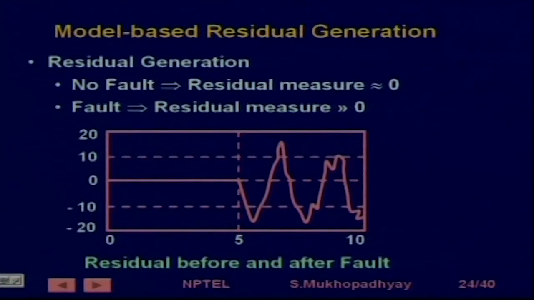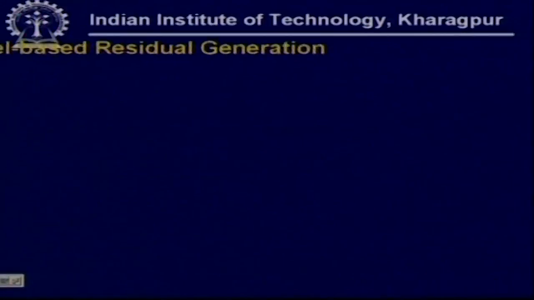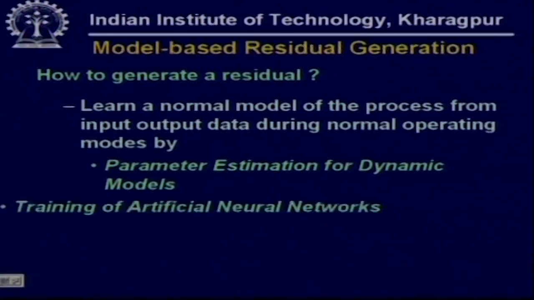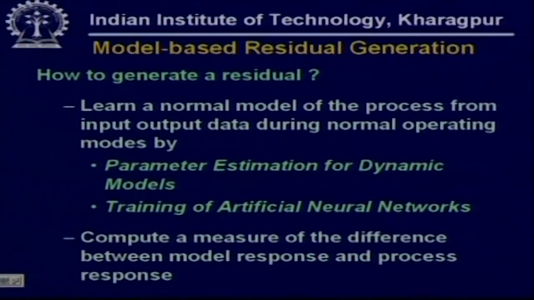So, I will skip this a little bit. This says that the model based residual signal should be calculated such that when there is no fault, the residual is going to be very small. The moment there is a failure, this residual will grow, and so by looking at the residual, you can determine whether there is a failure in the plant. Residuals can be generated in various ways, by various kinds of signal processing algorithms. We do not have time to discuss those.